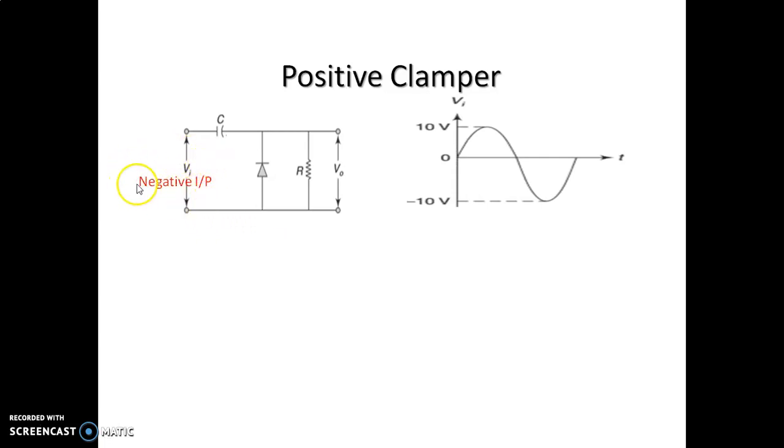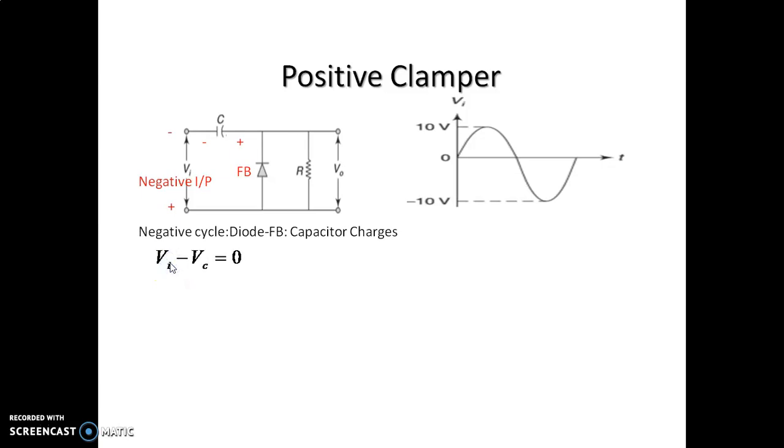Now let us assume that the negative input has been given. Then the polarity of these terminals will be this one because we are applying a negative input. Then the diode becomes forward biased and the capacitor gets charged in this way, via this diode, and it will be this one. So what is the level to which the capacitor gets charged?